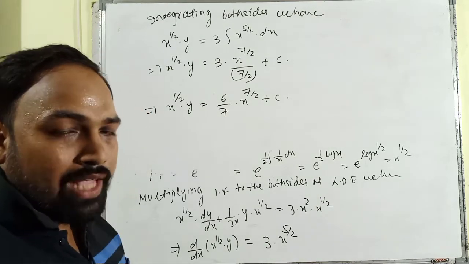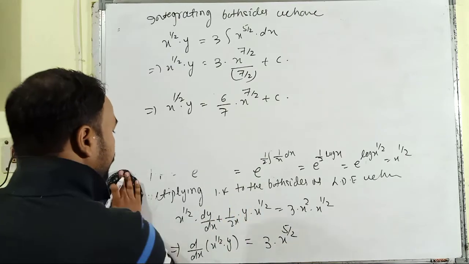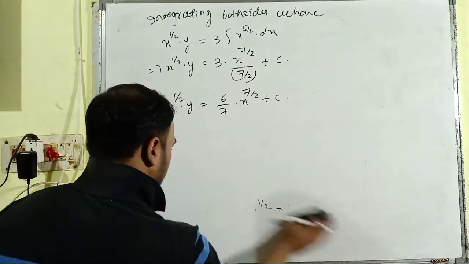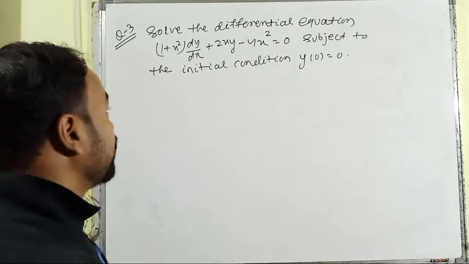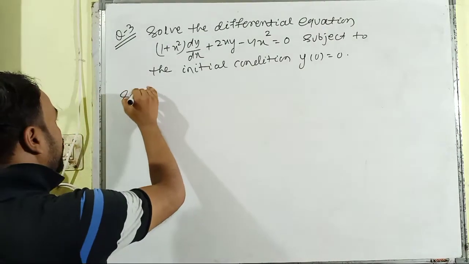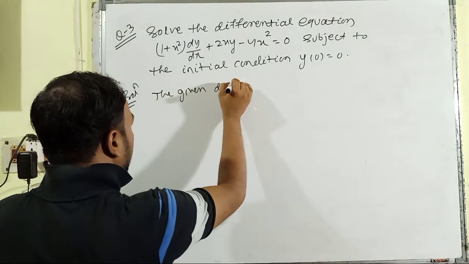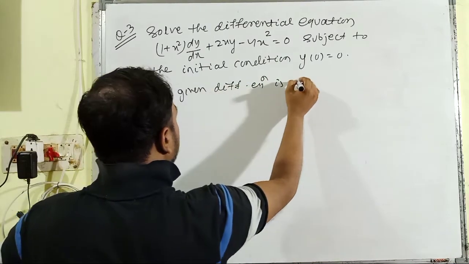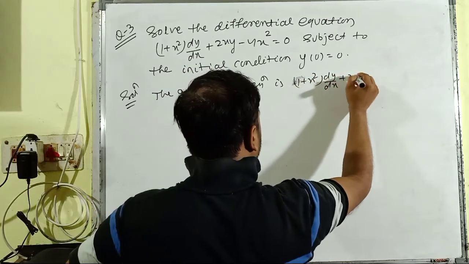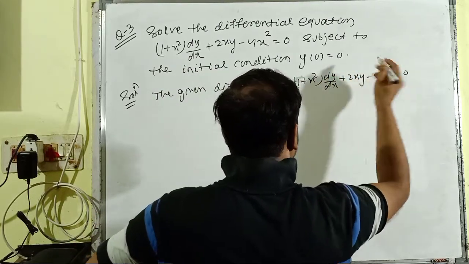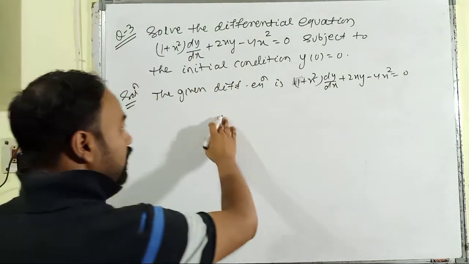Then let us move towards the next problem, which is the initial value problem based upon the linear differential equation. So here it is the third problem based on the linear differential equation. Let us go through the solution part. The given differential equation is 1 plus x square dy upon dx plus 2xy minus 4x square is equal to 0. There is another condition, it is an initial value problem, so we will go after it in the later part.